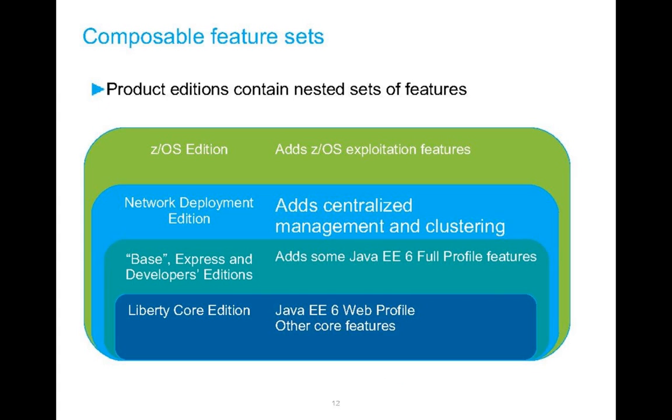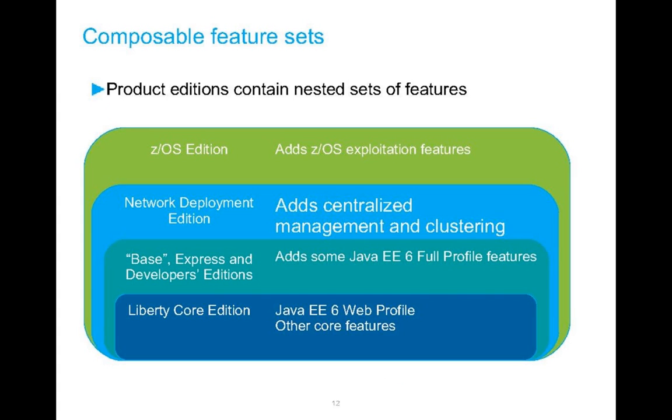and then JAX-WS, which is web services. And then there is the network deployment edition, which adds centralized management and clustering via collectives, which is analogous to a cell, pretty similar to that concept in WAS. And then you have z/OS edition, which adds features that exploit the z/OS functionality.